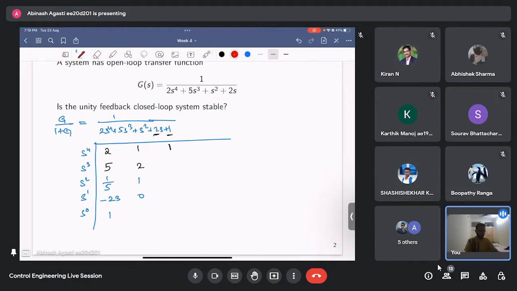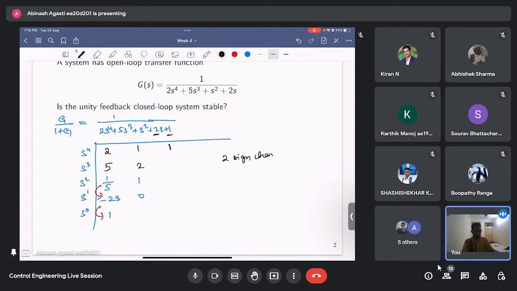So here, how many sign changes can we see in the first column? 2 sign changes. So here and here. Starting from the top of the column, from 2 to 5 there is no sign change, 5 to 1 by 5 no sign change. Then here I see one sign change, and consequently here again I see another sign change. So in this closed loop transfer function I see two sign changes.